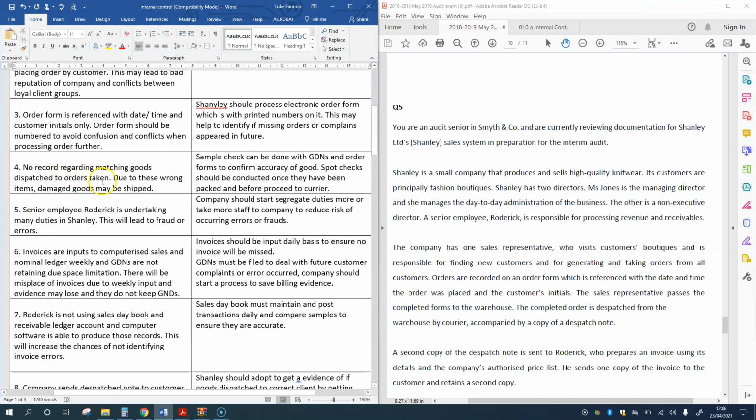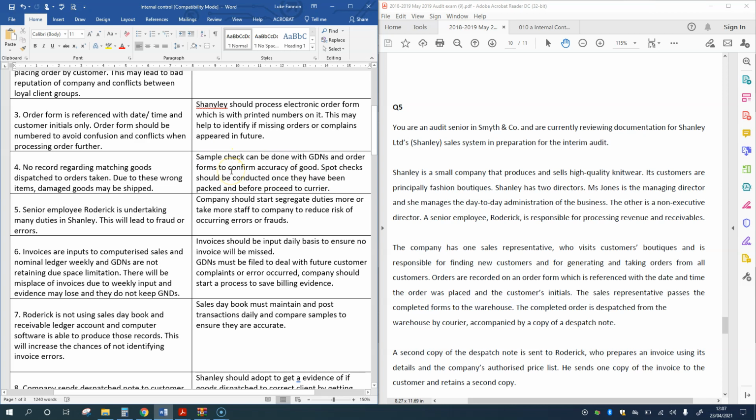Number 4, so no record regarding, and down here, the sales rep passes the completed forms to the warehouse, and the completed order is dispatched from the warehouse by courier. Okay, so here, students identify that there's no check done on matching the goods dispatched to orders taken, which is good, and then saying that's the problem. So that's good. And then sample check can be done on goods dispatch notes. And instead of sample checks, I would say it should be done every time. That's the big recommendation I'd say here.